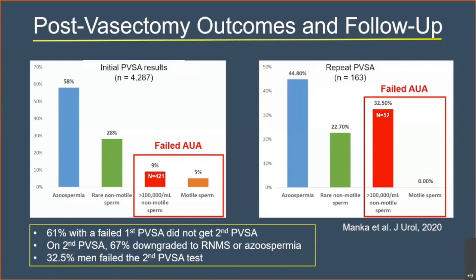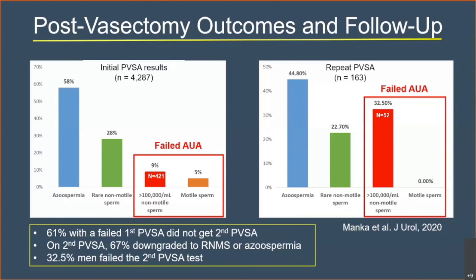But look at the right side. In the red box are the men who failed the AUA criteria. Either they had greater than 100,000 non-motile sperm per ml, or they had presence of motile sperm. So 14% of the men failed the first PVSA. Now at the bottom, the significant findings are listed. What is important to appreciate here is that 61% of the men with failed first PVSA did not get a second post-vasectomy semen analysis. So there is a loss to follow-up, and the clinicians need to get to these men and make sure that they do the second PVSA as well.